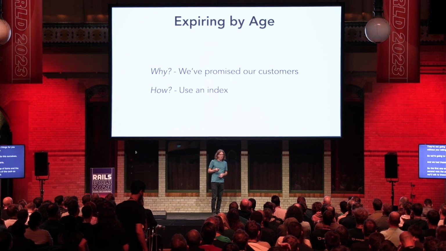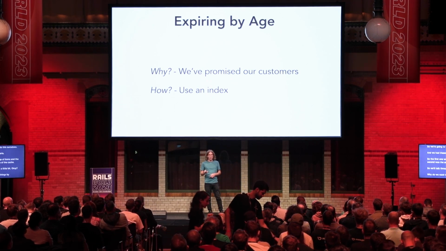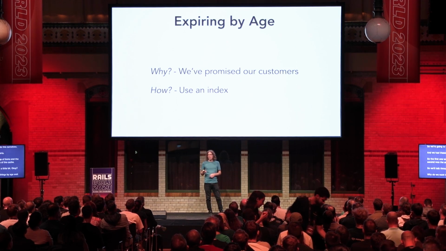Okay. Why do we want to expire things by age? Well, we've promised our customers that. If you're using Redis, it uses this probabilistic least recently used algorithm, where it basically randomly selects some items and removes the oldest ones. So you could have some really old data in there that's just never been randomly selected. And if you've promised your customers we've deleted all your data, you might discover that that's not actually the case.